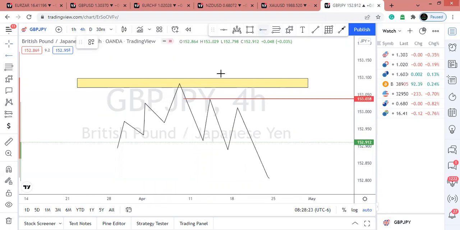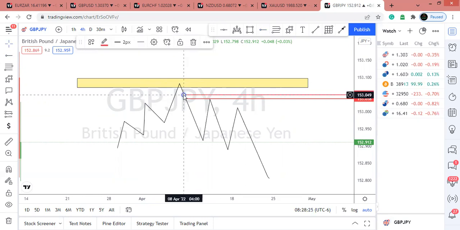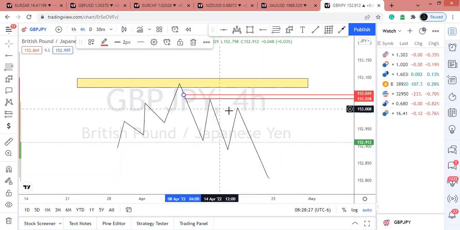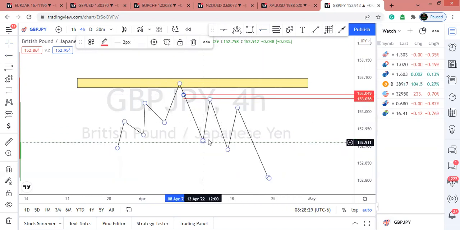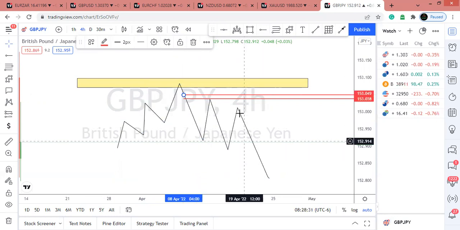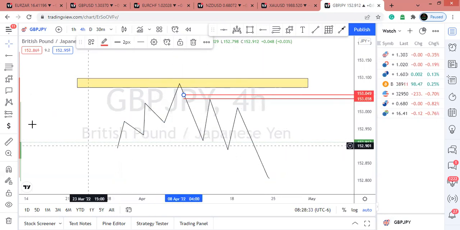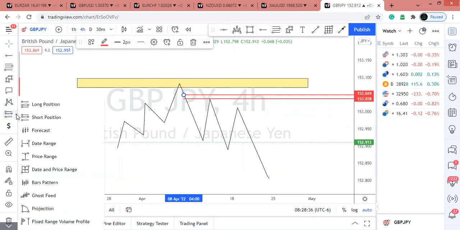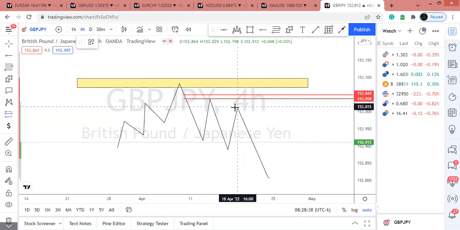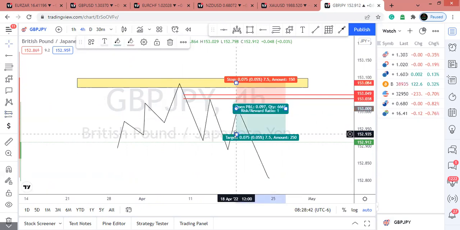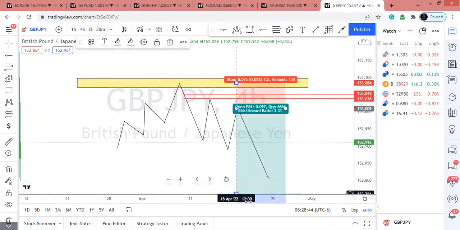Assuming this is your imbalance area, price comes back to mitigate your imbalance area, and you have another break of structure. Then you wait for price to come back and create another lower high. Then this is a confirmation entry. Now, if you are taking your trade from here, you can be sure that price is now ready to move in your direction.